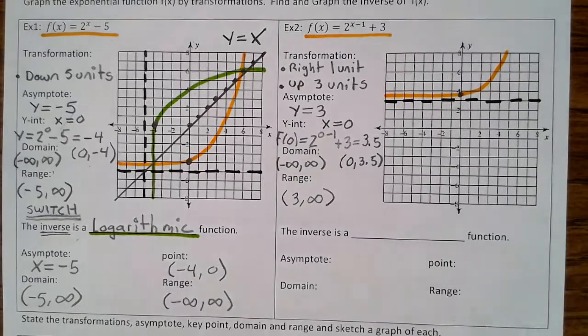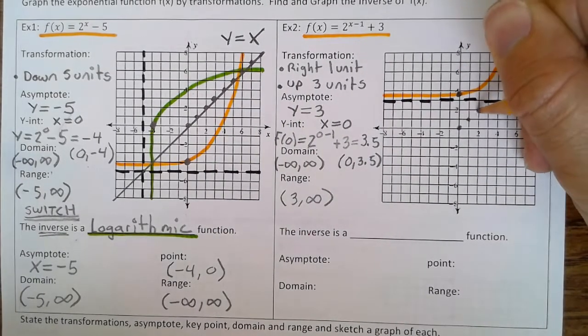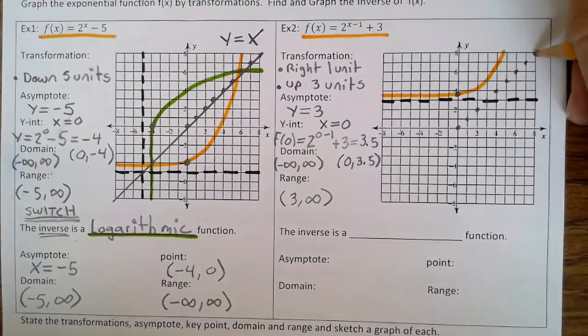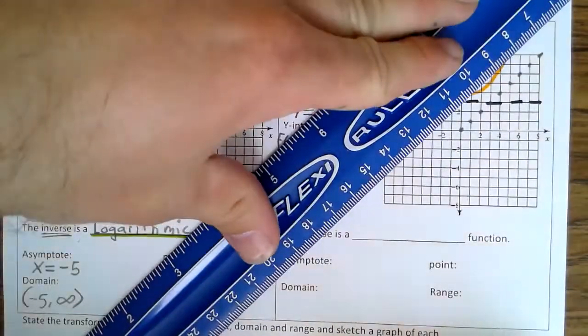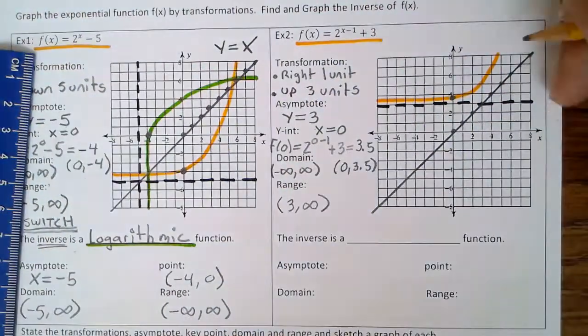Now, before we get into the inverse, we want to graph the y equals x line because we know that inverses reflect over the y equals x line. So we know y equals x is (0, 0), (1, 1), (2, 2), (3, 3), (4, 4), (5, 5), (6, 6), (7, 7), (8, 8). So now you have your y equals x line.